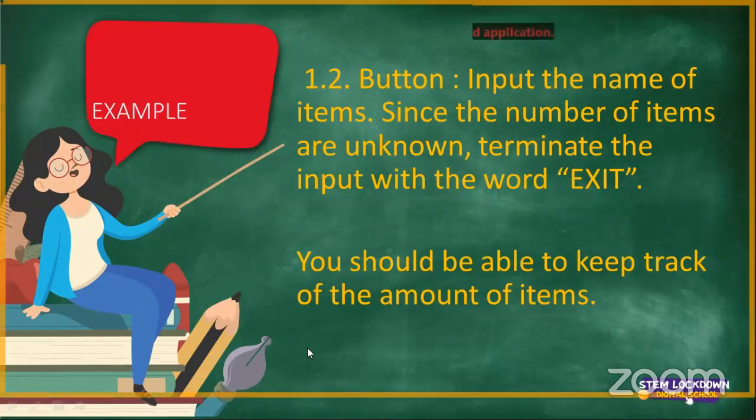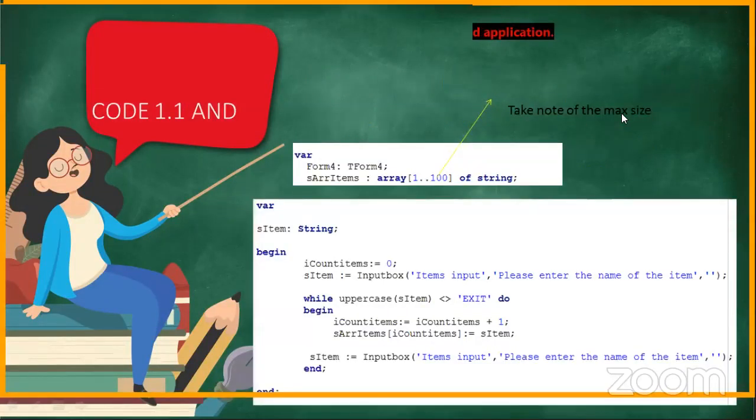Were we able to keep track of the items? I think so. We did that. We obviously had a counter, and that was able to keep track of our items. Now this is the code again. Nothing that we didn't do. We just said 100 is the size of the array, and basically this.